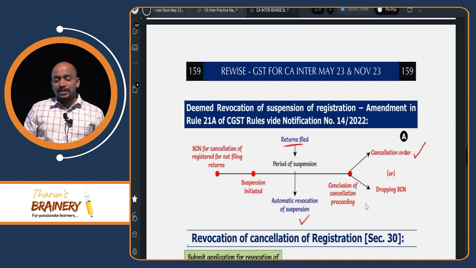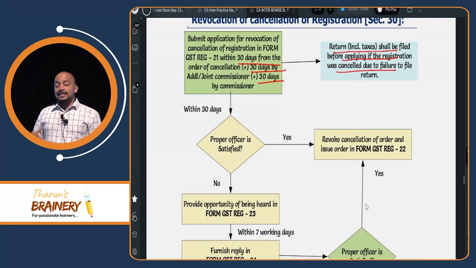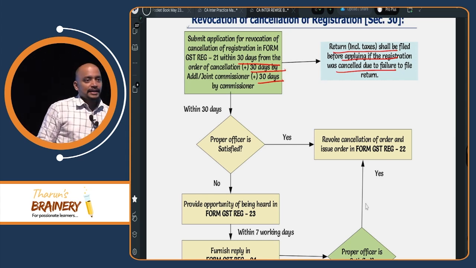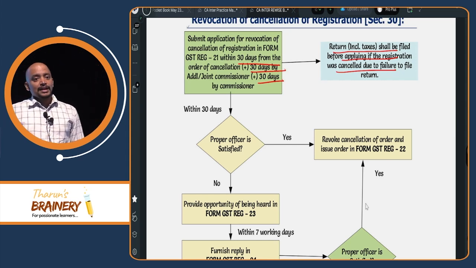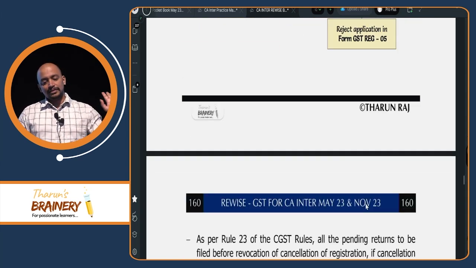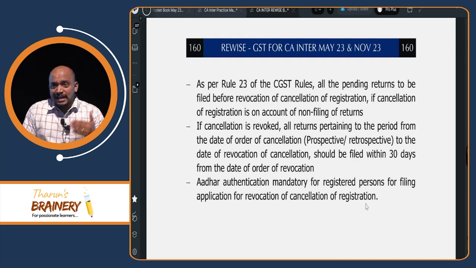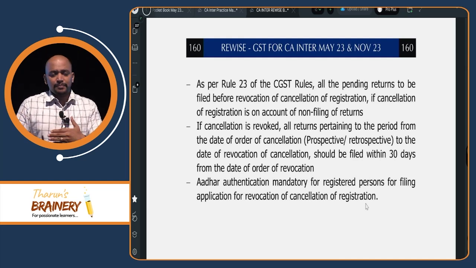Once he gives the notice, what is the time limit within which we need to give the reply to the notice? 7 working days. After we give the reply to the notice, again they will take 30 days for what? Either to revoke the cancellation order or to reject the application. That's it. And whenever we get the revocation of registration, please listen.